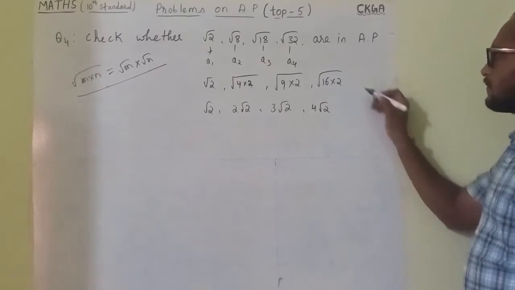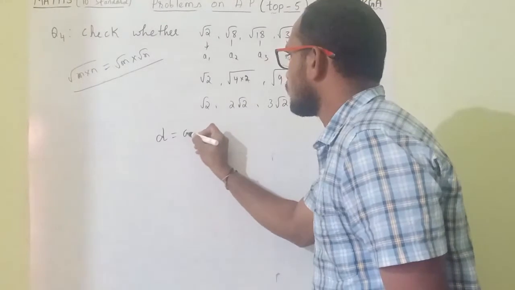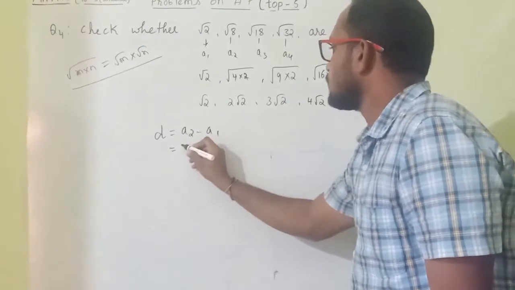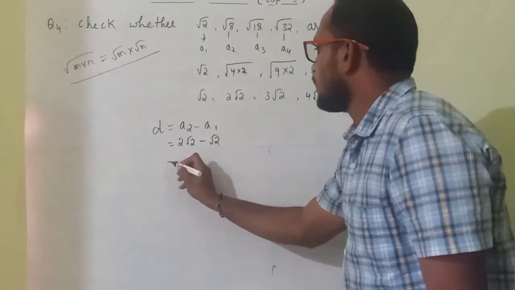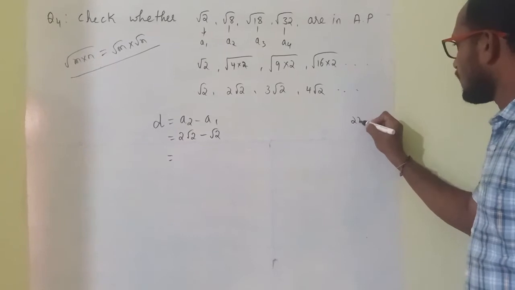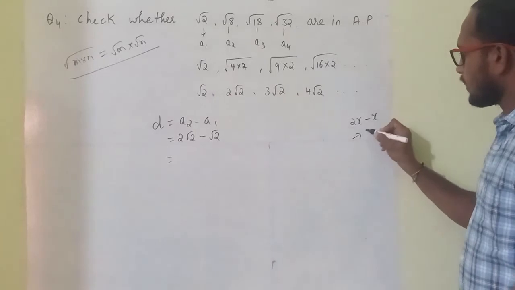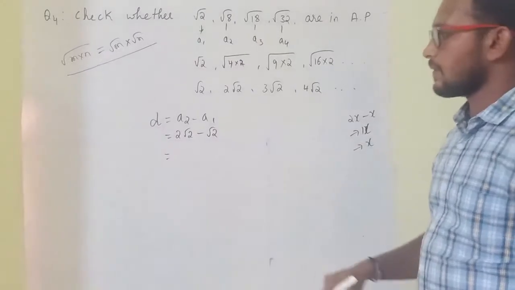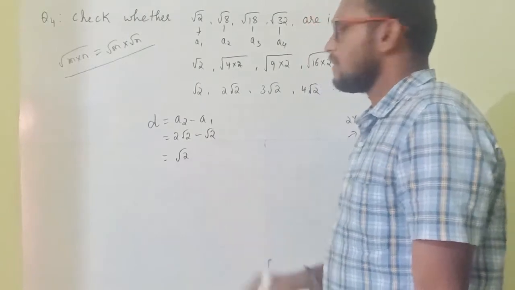Now let's find the common differences in each case. Common difference 1 I am finding: D is equal to A2 minus A1. What is A2 here? A2 is 2 root 2 minus root 2. It may be a bit confusing, but here is a small idea. Suppose you have 2x minus x. When you subtract x from 2x, what remains? That is 1x, simply x. Same thing here: when you subtract root 2 from 2 root 2, the final answer will be root 2.